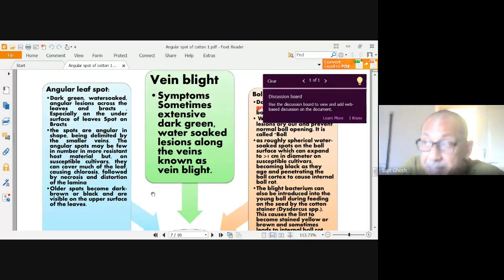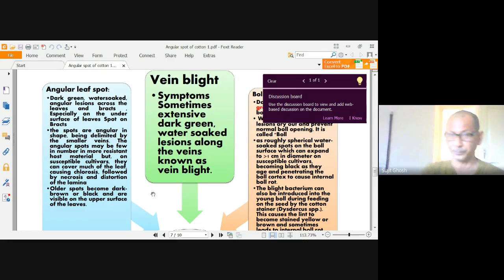So on the fruit, in its early stage you will get a water-soaked, dark-green, greasy, circular structure. Later on, this structure will expand up to the cortex region of the outer covering, and it will stop the opening of the fruit when it matures. The size of the spot is greater than 1 centimeter, and whenever an insect, Dysdercus species, visits and infects the plant, it causes boll rot.